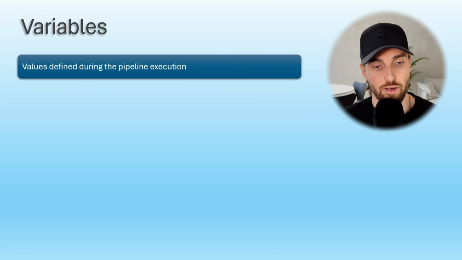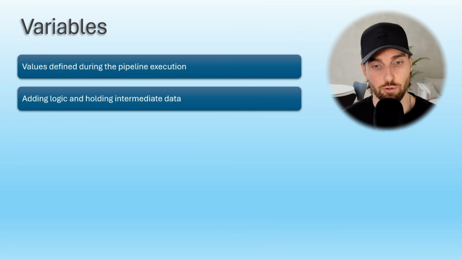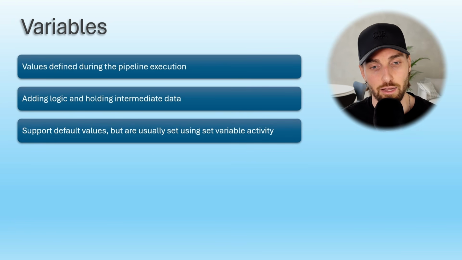The main purpose of variables is to add some extra logic to the pipeline and to hold some intermediate data for processing purposes. Like parameters, variables also support using default values, and if the variables are not set using the set variable activity, then the default value is being used as the value for that variable.